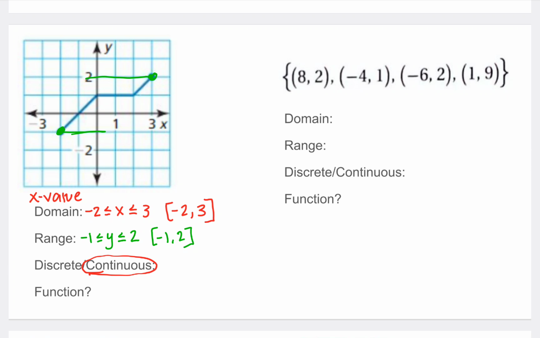And again, we have to do this anytime we have a continuous graph because there are infinitely many points between the two endpoints. We cannot list them all. And this is a function that passes the vertical line test.